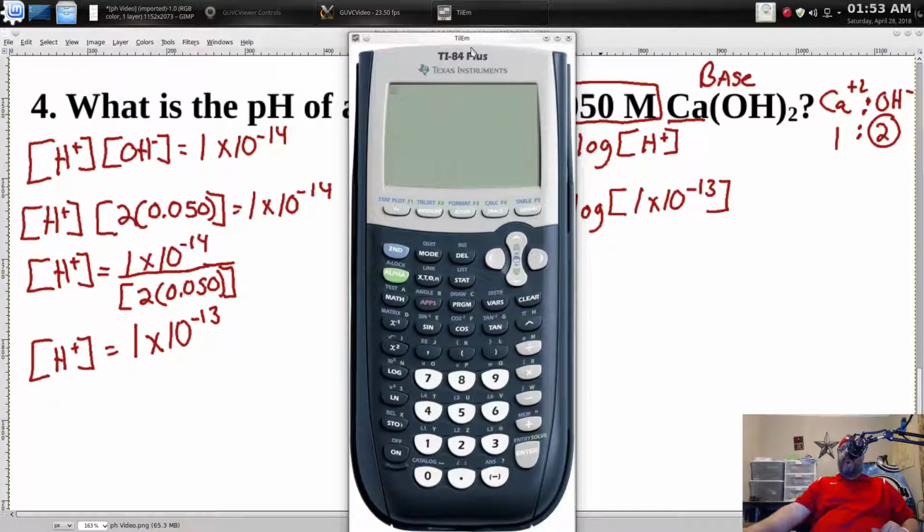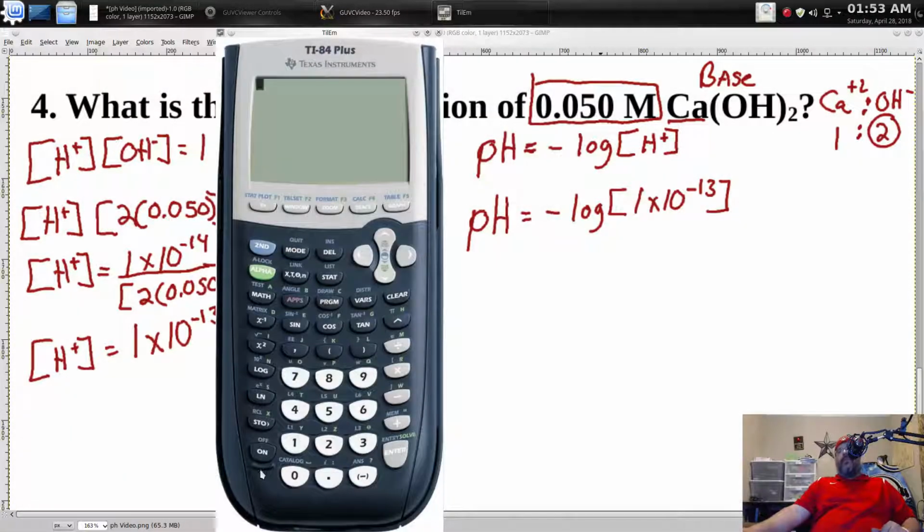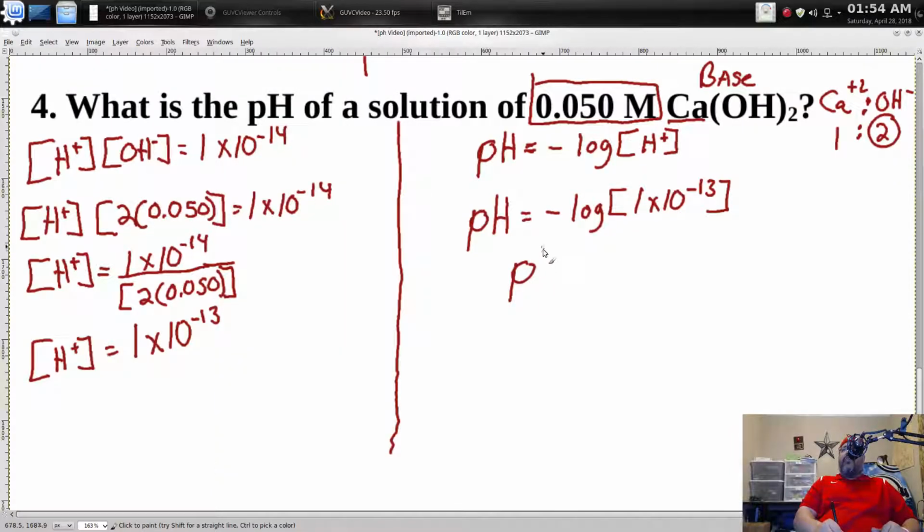Clear. Alright, so we have the following. We have negative log 1 times 10, so that's second, comma, to the negative 13. Then we'll close those parentheses, and then we'll press enter. And lo and behold, we get 13. Okay, so that gives us a pH of exactly 13 according to the calculator. And that's correct, by the way.